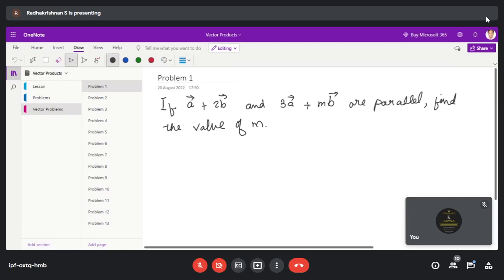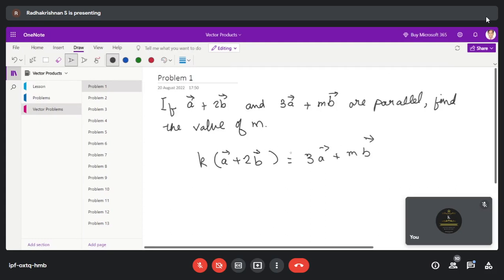Okay, so sometimes the answer will be obvious, but if you want to work it out, it will involve some steps. So how can we do that? We have to say that one is a scalar multiple of the other. So we can assume that k into a plus 2b equals 3a plus mb. We have to equate them like that.